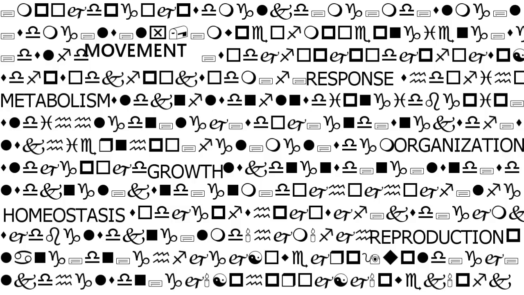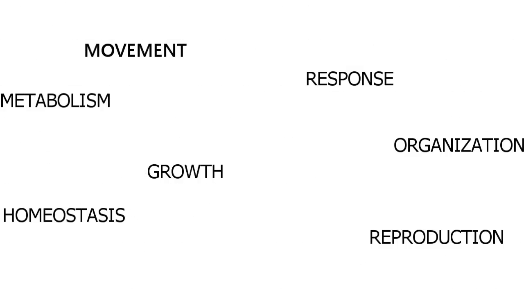As a group, we decided the best way to start this project would be a list of words that can best describe life. The list we created was much too big to describe in one presentation, so we shortened the list down to 7 attributes of life. These attributes are movement, response, metabolism, organization, growth, homeostasis, and reproduction.